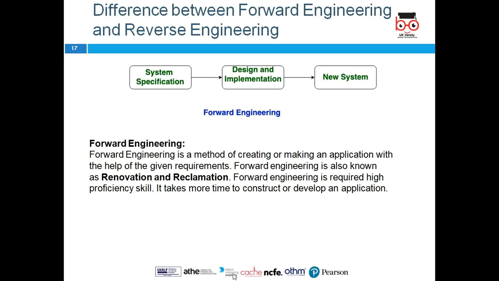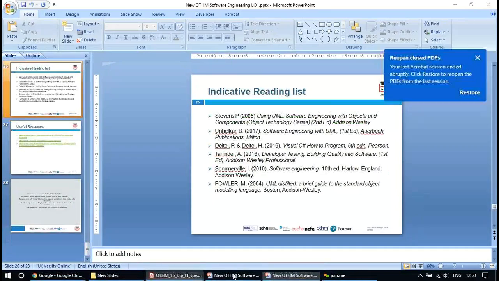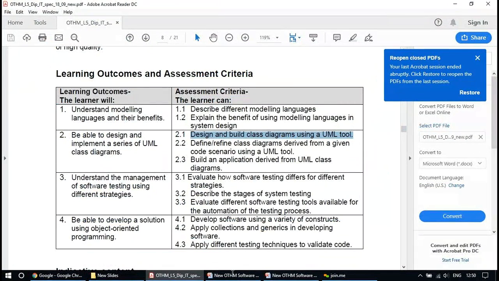Now there is one indicative content in LO2: design and build class diagrams using a UML tool. We have discussed lots of things about the class diagram, and our next task is how we can create those diagrams in the UML tool. And another thing: define or redefine a class diagram derived from a given code scenario.